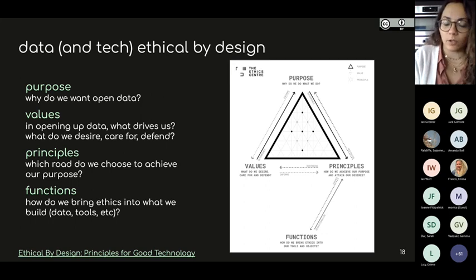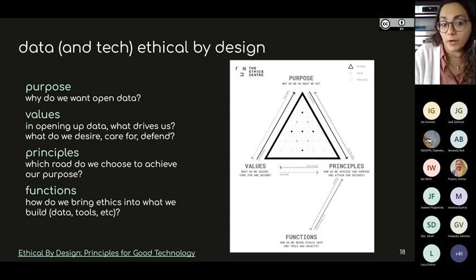And so in this sense, we get a lot of inspiration from the Ethics Center, which I also recommend that you read. They have this fantastic report on Principles for Good Technology. And a lot of the things that are highlighted here can really be replicated and repurposed for open data.